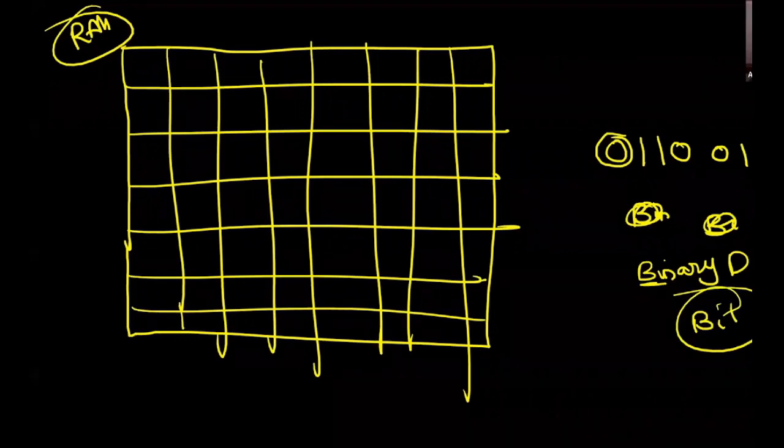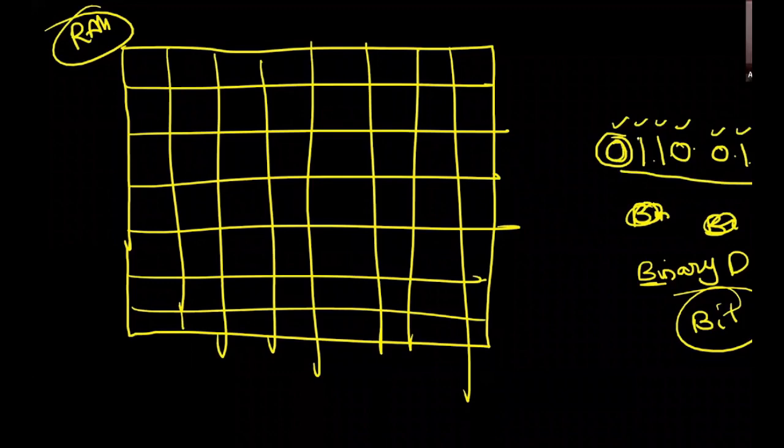So see, guys, the data that I have written here: 0, 1, 1, 0, 0, 1, 1, 0. How many bits are there? 1, 2, 3, 4, 5, 6, 7, 8. So there are 8 bits of information. The first bit here is 0, then this bit is 1, this bit is 1, this bit is 0, this bit is 0, then 1, 1, 0. So there are 8 bits.